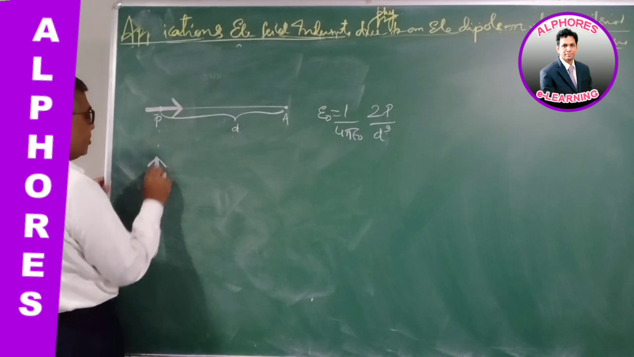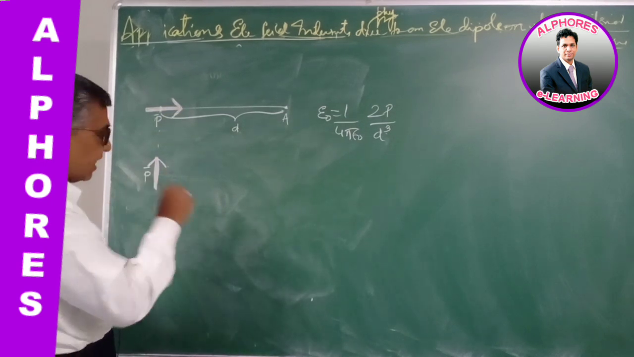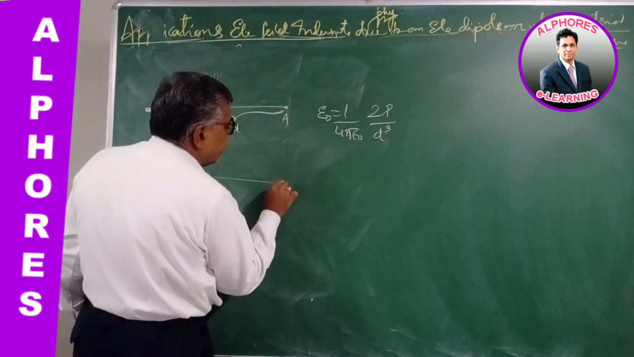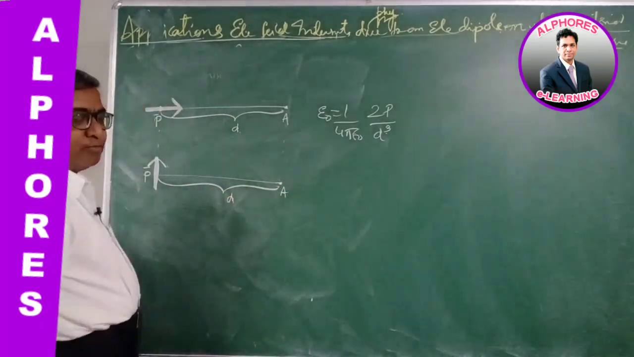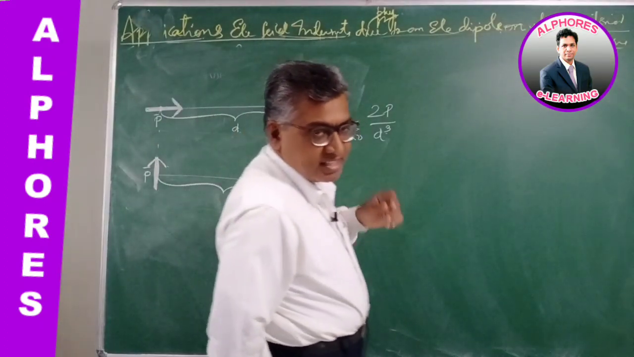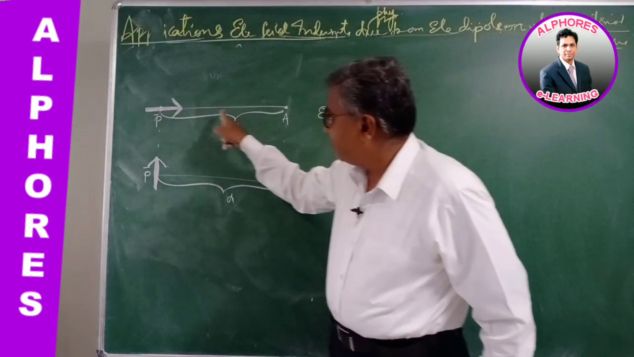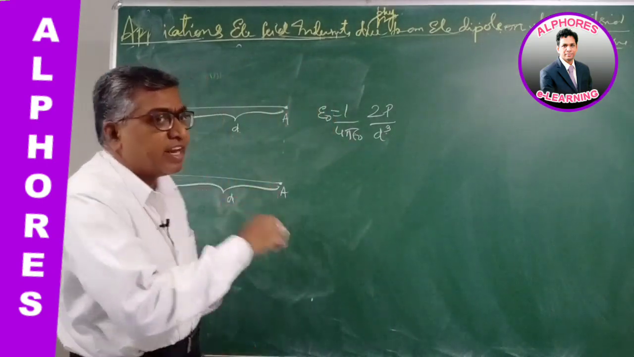Instead of this, the dipole is now like this, with the same dipole moment P. Then he asks you to find the electric field intensity at this same point A, at the same distance d. Now please look at the diagram. Initially the point lies on the axial line of the dipole, but now the point lies on the equatorial line of the dipole.